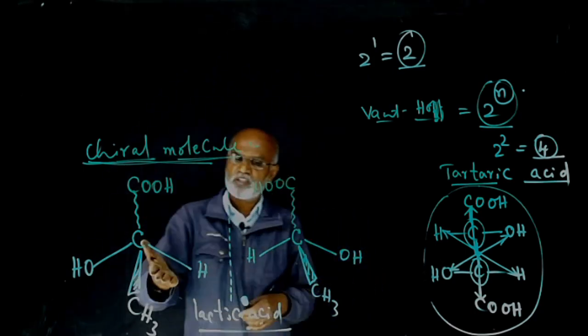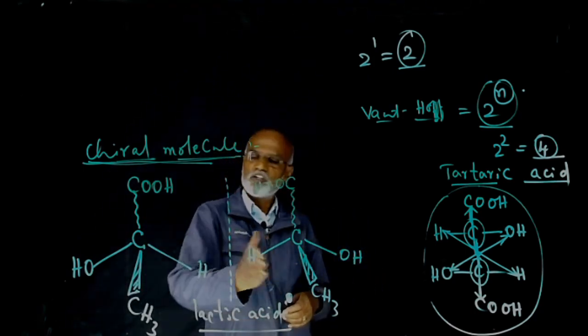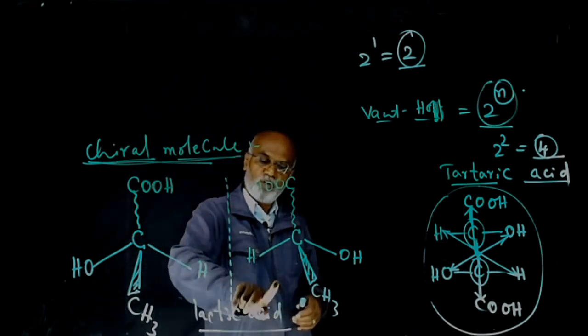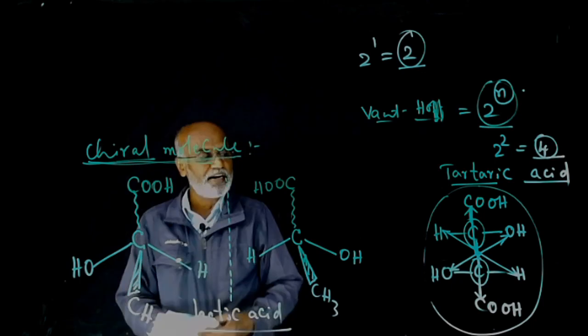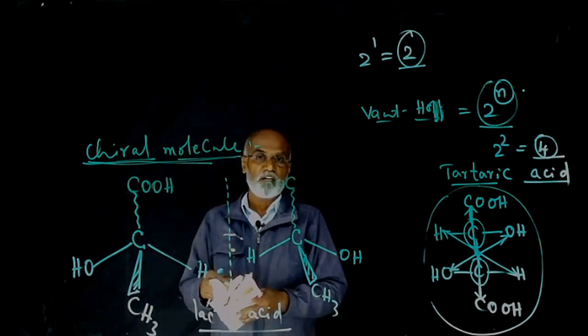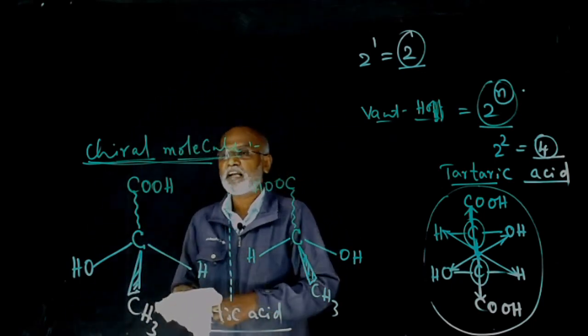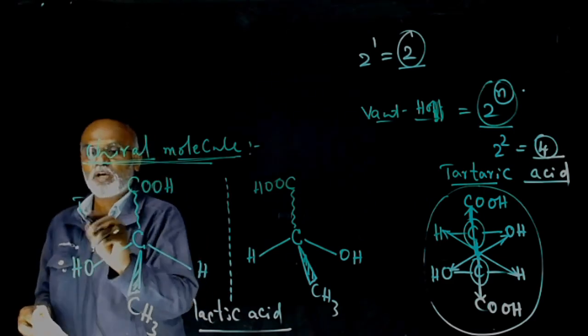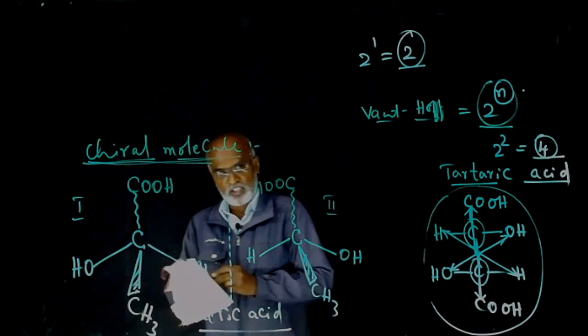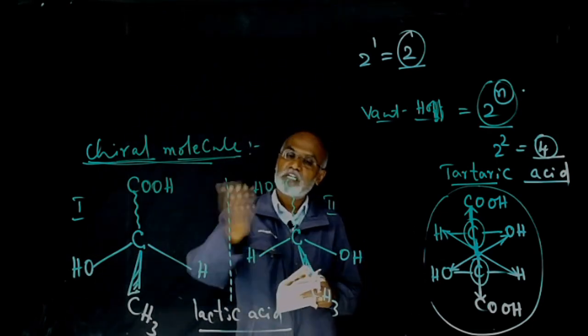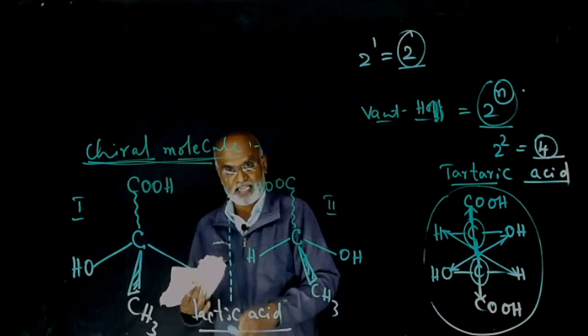So both the structures are on the board now. So this is structure 1 and structure 2. Now look into the different properties of the molecule. Now let me take this as structure 1 and this as structure 2. So structure 1 and structure 2 are the object and mirror images of your lactic acid.